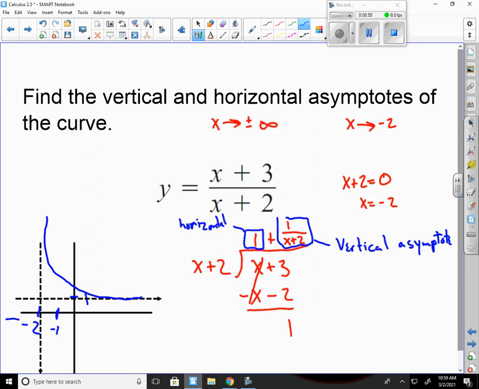And you really don't even have to do this part of it. Once you see that I have 1 is my answer, that's my horizontal asymptote. So the question asks you to find the vertical and horizontal. The horizontal is at y equals 1. And the vertical is then at x equals -2, just based on the transformation.